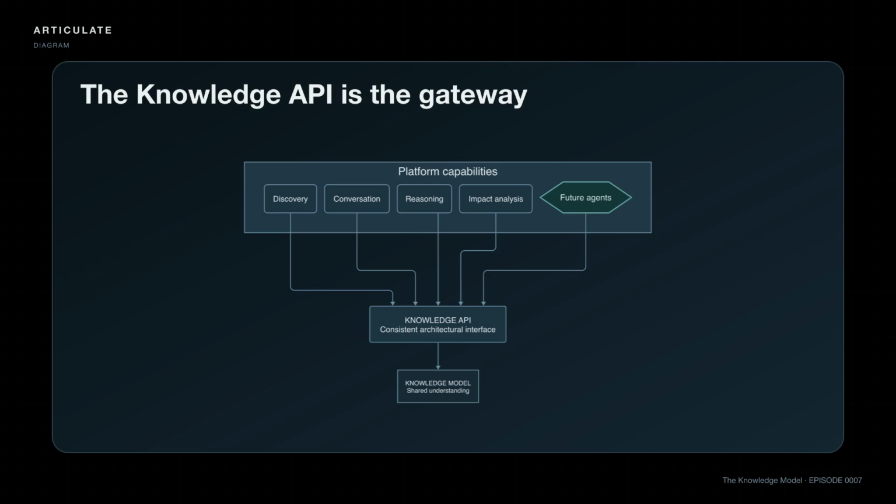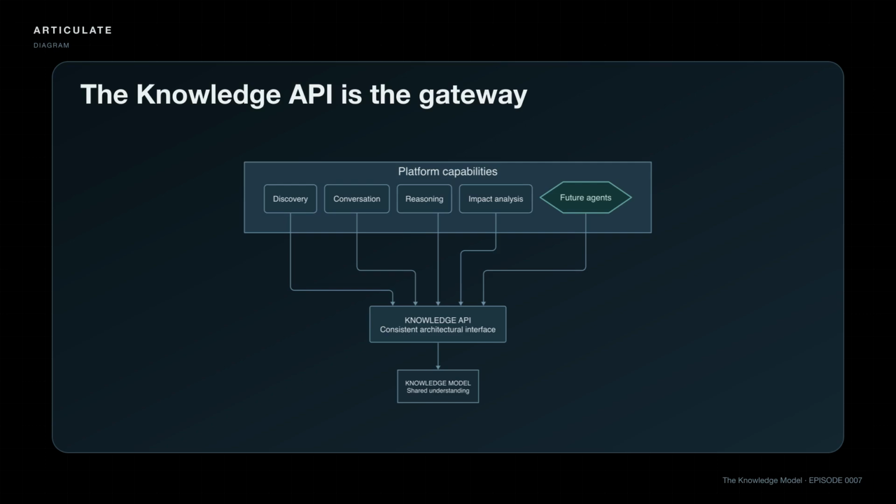Discovery can add new claims. Conversations can retrieve architectural context. Reasoning services can explore the relationships, and impact analysis can understand dependencies. Future agents can query the model without needing to know how it's stored internally, and that separation is important.